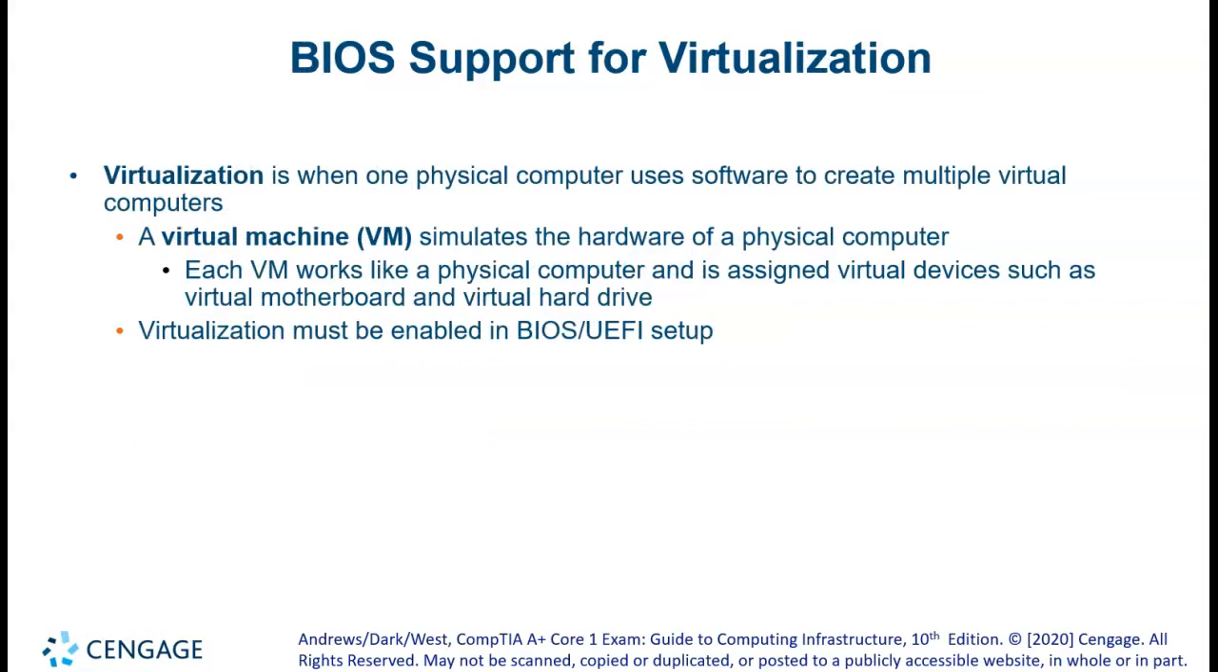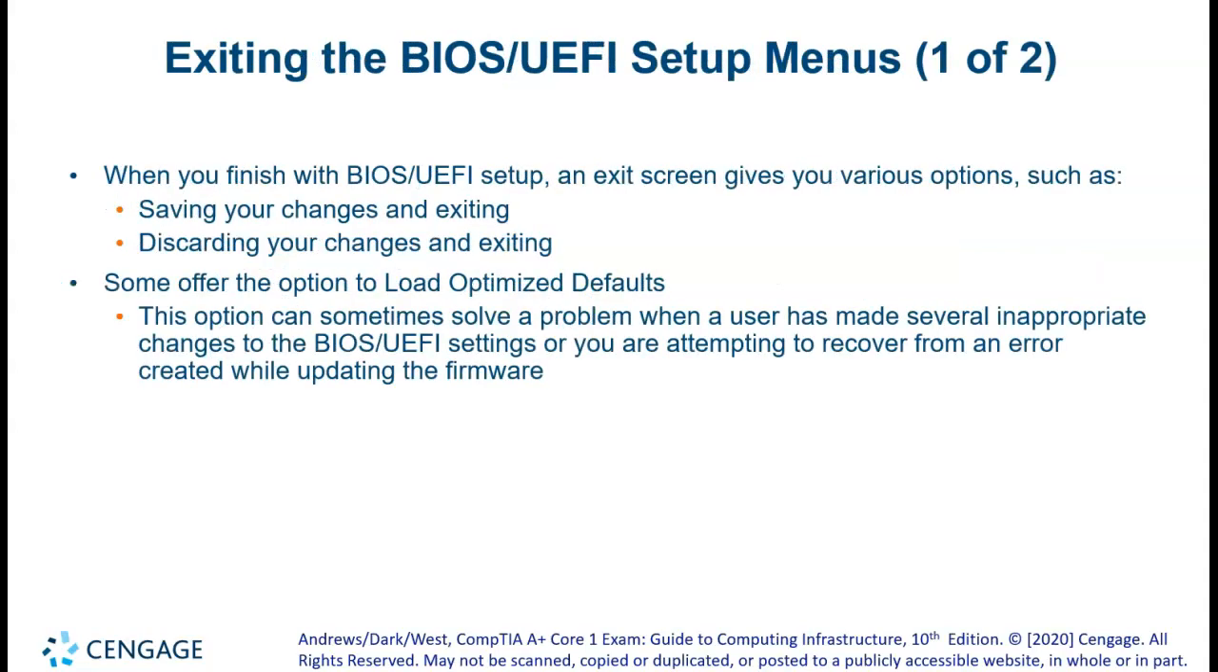BIOS support for virtualization. Virtualization is when one physical computer uses software to create multiple virtual machines. A virtual machine simulates the hardware of a physical computer. Each VM works like a physical computer and is assigned virtual devices such as a virtual motherboard and virtual hard drive. Virtualization must be enabled in BIOS UEFI setup. On older laptops it's not enabled by default, but on newer ones it is. You can really tell if virtualization is not enabled: if you try to install Oracle VirtualBox and create a virtual machine, and it only gives you 32-bit options, like a 32-bit Windows 10 version, then you know your virtualization is not turned on.